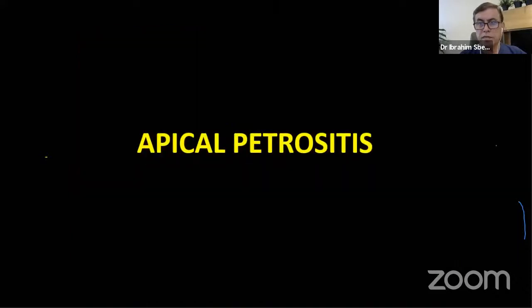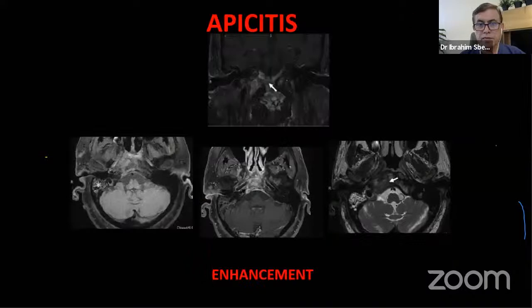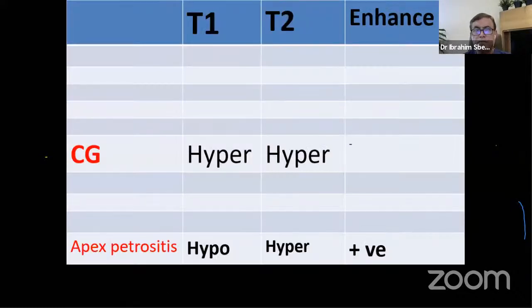Apical petrositis, empyema of the petrous apex. Petrositis, and there is usually enhancement. Remember, in cholesterol granuloma, there is no enhancement. Again, you can differentiate between the cholesterol granuloma and the apical petrositis. One is hyper, one is hypo in T1 and T2. And with enhancement, apical petrositis enhances.